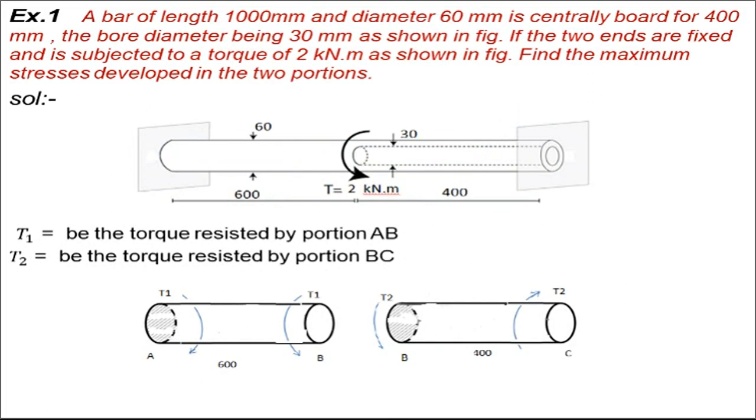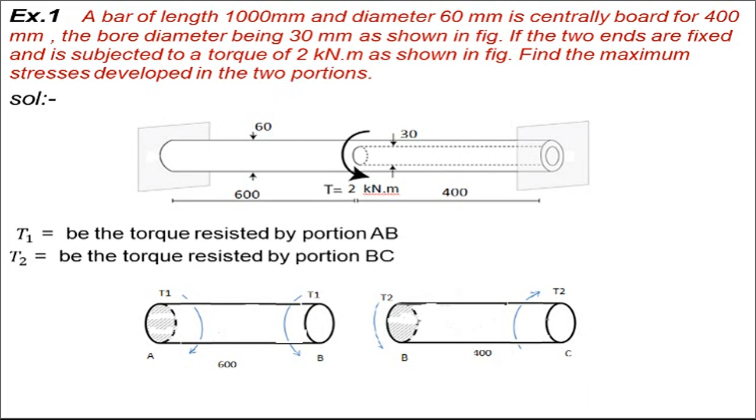So first of all I will read the problem. A bar of length 1000 mm and diameter 60 mm is centrally bored for 400 mm, the bore diameter being 30 mm as shown in figure. If the two ends are fixed and it is subjected to a torque of 2 kilonewton meter as shown in figure, find the maximum stresses developed in the portions.